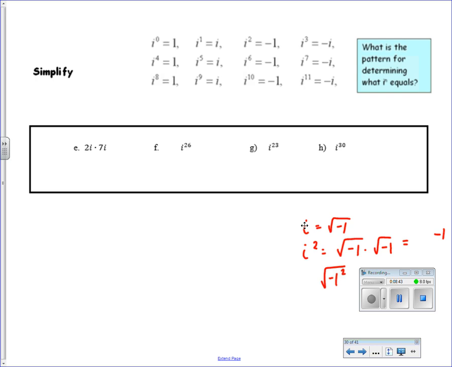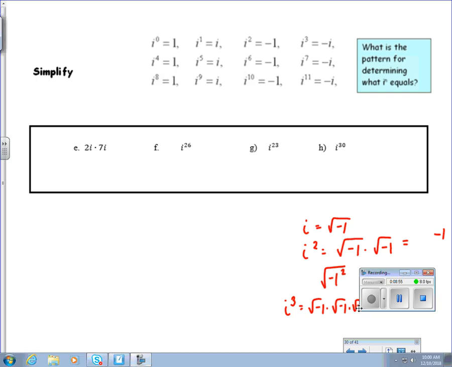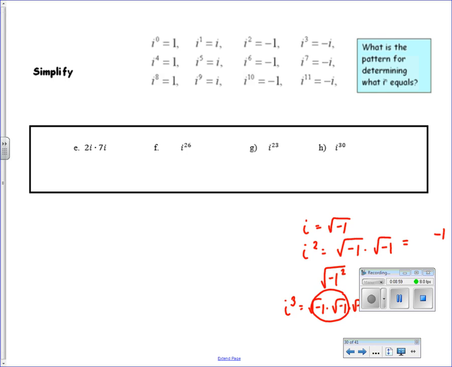That's a better way of saying it. And then when we have i cubed, then I'm going to have negative 1 times negative 1 times negative 1, okay? But remember how this turned out to make negative 1? This is just going to be i. So therefore, we just call that negative i.